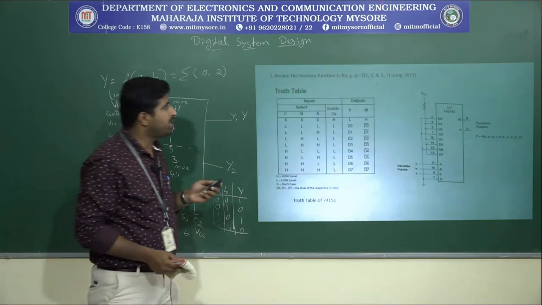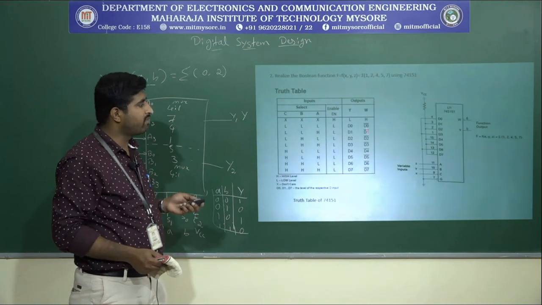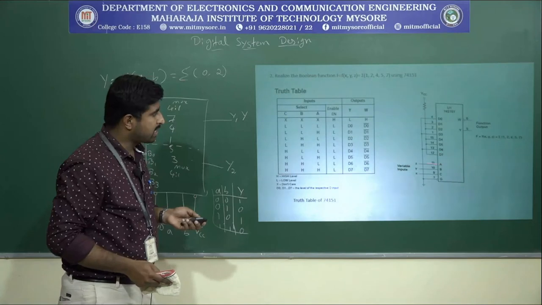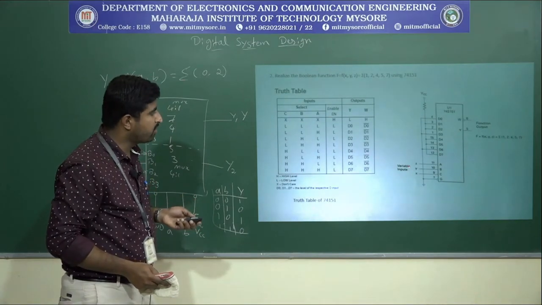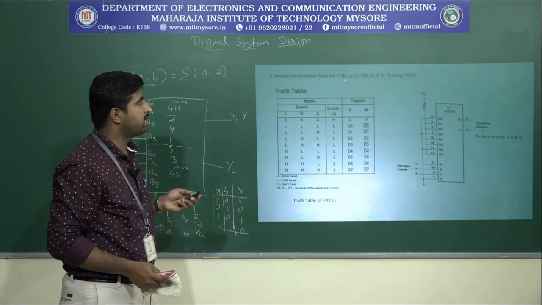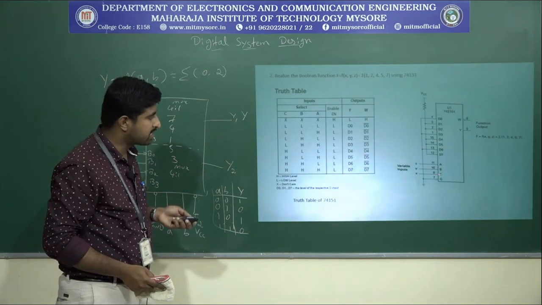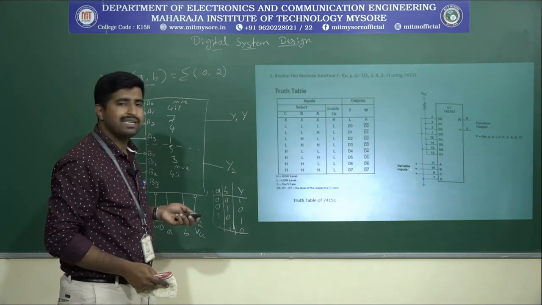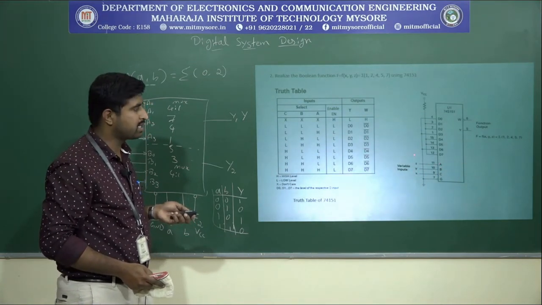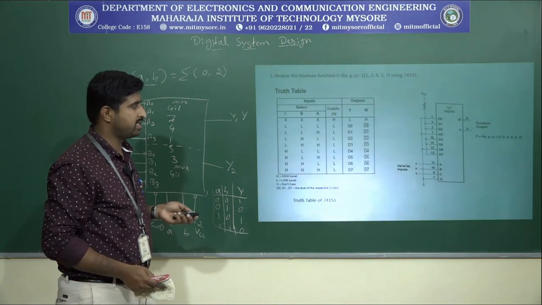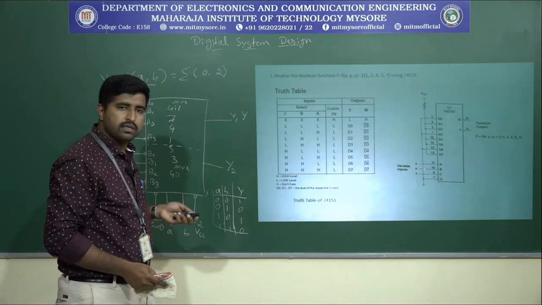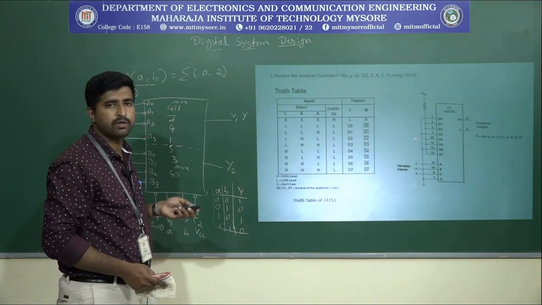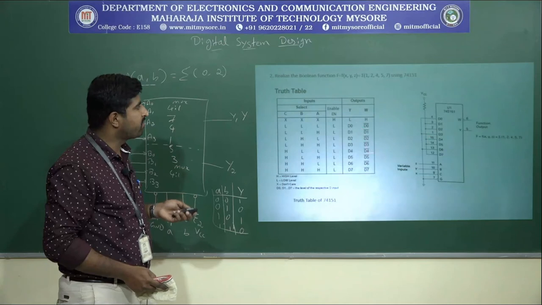Okay, so whatever inputs we have, x, y, z, will be used for our select lines. The MSB is x, so C will be connected to x, B will be connected to y, and A will be connected to z. So this corresponds to select lines C, B, A, that is X, Y, Z. As per the input 0, 0, 0, we know that the output will be selected with respect to D0.